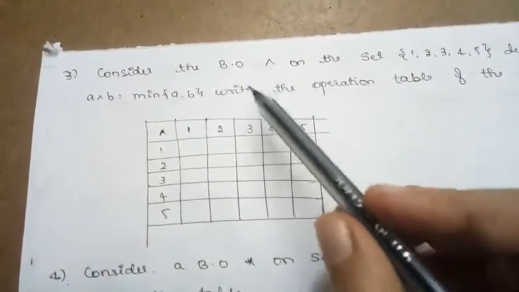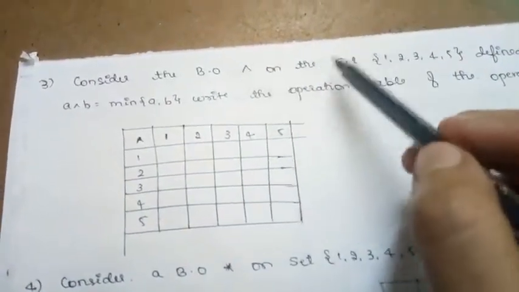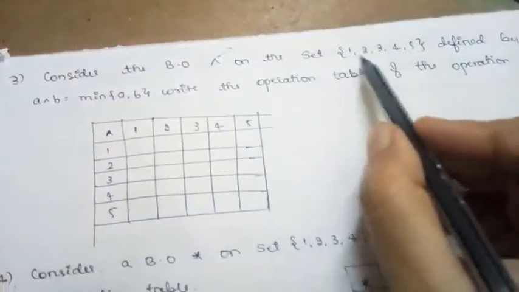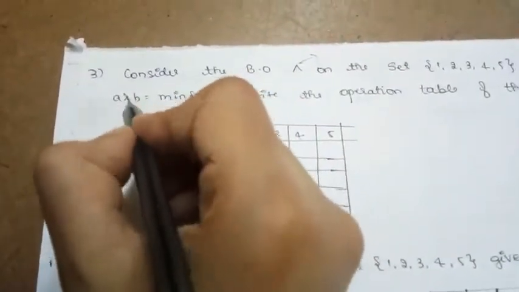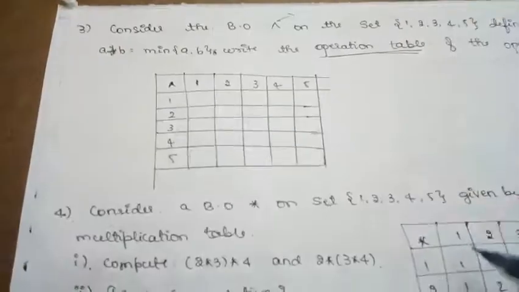So let us move to the next question now. They have considered the binary operation wedge upon the set 1 2 3 4 5, and it is defined as A star B equals the minimum of A comma B. We need to check whether it is a binary operation or not by using the operation table. I have already explained regarding the operation.